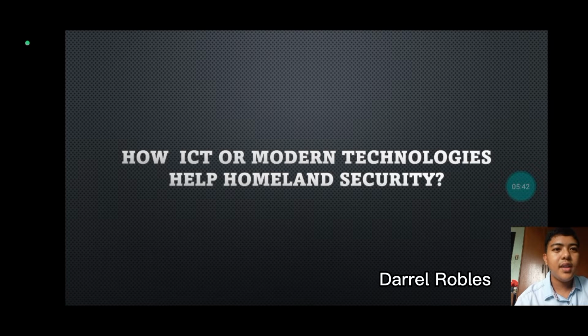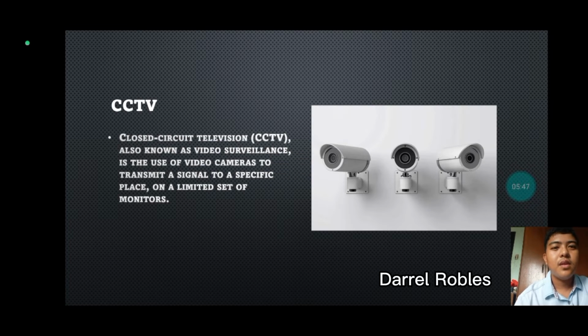So, how do ICT or modern technologies help Homeland Security? The first one is CCTV. Closed-circuit television or CCTV, also known as video surveillance, is the use of video cameras to transmit a signal to a specific place on a limited set of monitors.